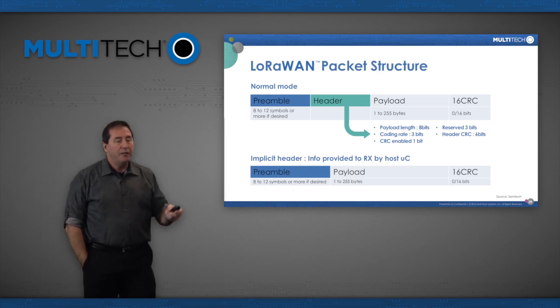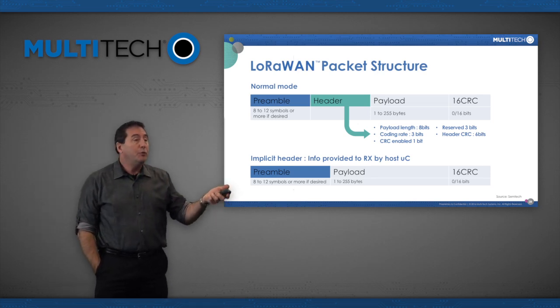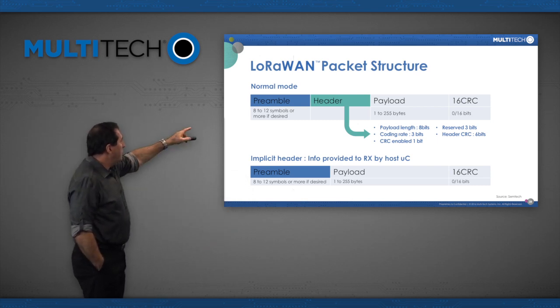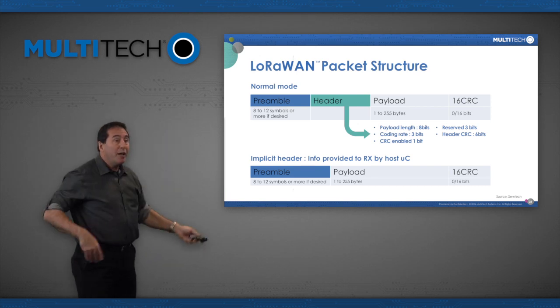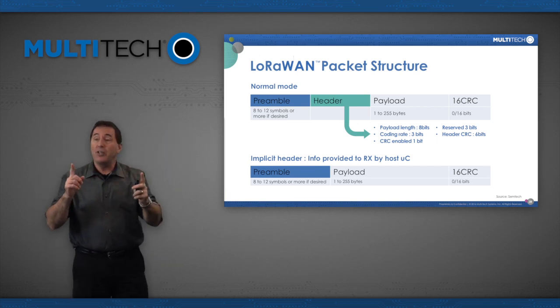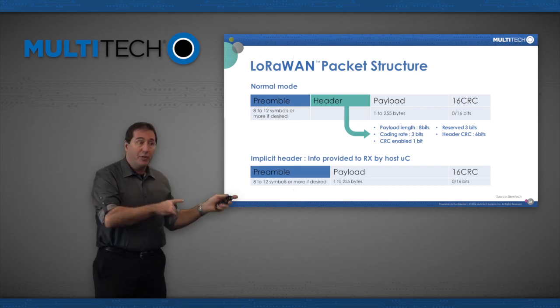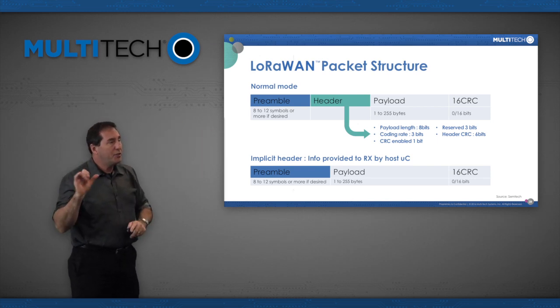In addition to that, LoRaWAN defines a structure of the data, so you know what the data looks like. Most of the time we use a thing called normal mode. It just says, hey, the preamble, remember I told you it sends out this thing that you're listening for, you can then lock on, right? That's the preamble. And then you have a header, a payload, and a CRC.